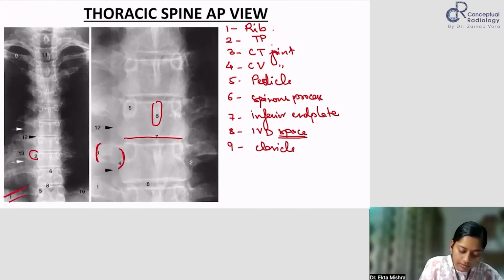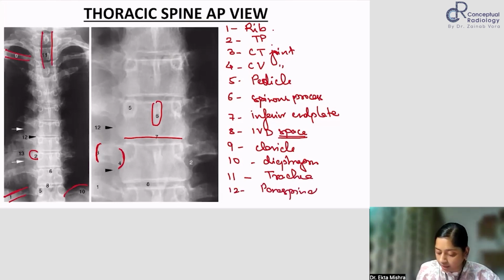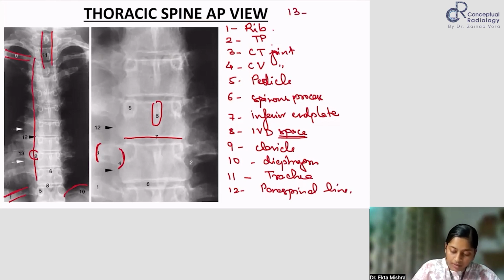Ninth is clavicle. 10th here is the diaphragm. 11th is trachea. I'm outlining it here. 12th is paraspinal line. Paraspinal line is a very important landmark. I'm outlining it. See, this is the paraspinal line. It is very important in evaluation of the posterior mediastinal masses. 13th is the aorta. So this is the shadow of aorta.